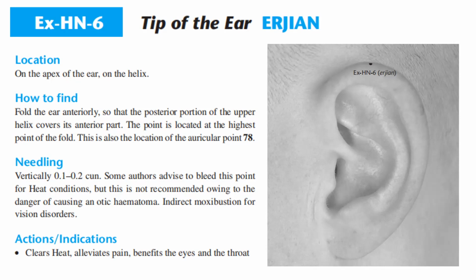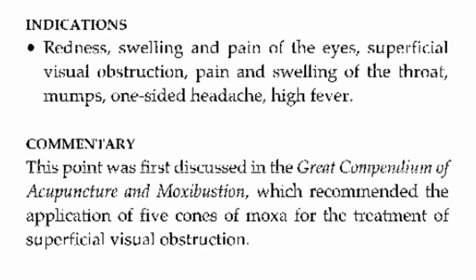Actions, indications: it clears heat, alleviates pain, benefits the eyes and the throat. Indications: redness, swelling and pain of the eyes, superficial visual obstruction, pain and swelling of the throat, mumps, one-sided headache, high fever. Commentary: this point was first discussed in the Great Compendium of Acupuncture and Moxibustion, which recommended the application of 5 cones of moxa for the treatment of superficial visual obstruction.